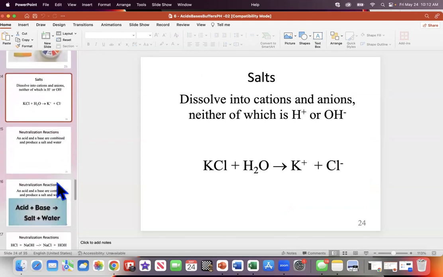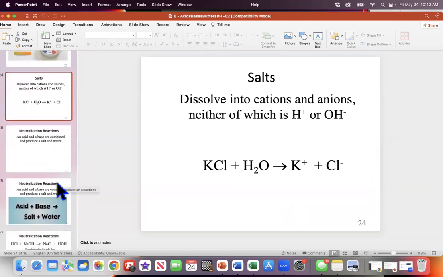Okay, now let's look at salt. When you add salt into water, it will dissociate because the atoms are connected by an ionic bond. So they will break the ionic bond and become ions. When you put salt in water, they usually stay in the ion state. So you have potassium chloride, you add it into water, and it becomes potassium ion and chloride ion.